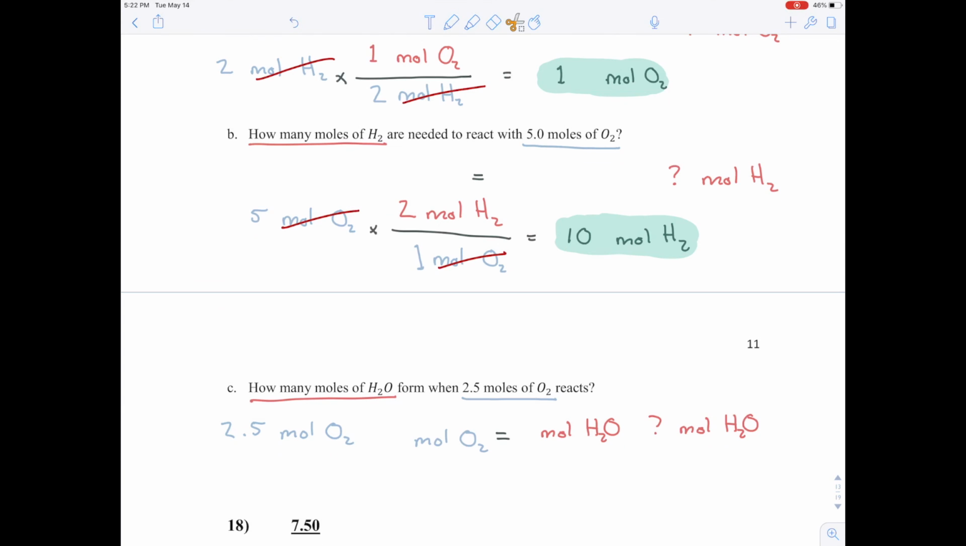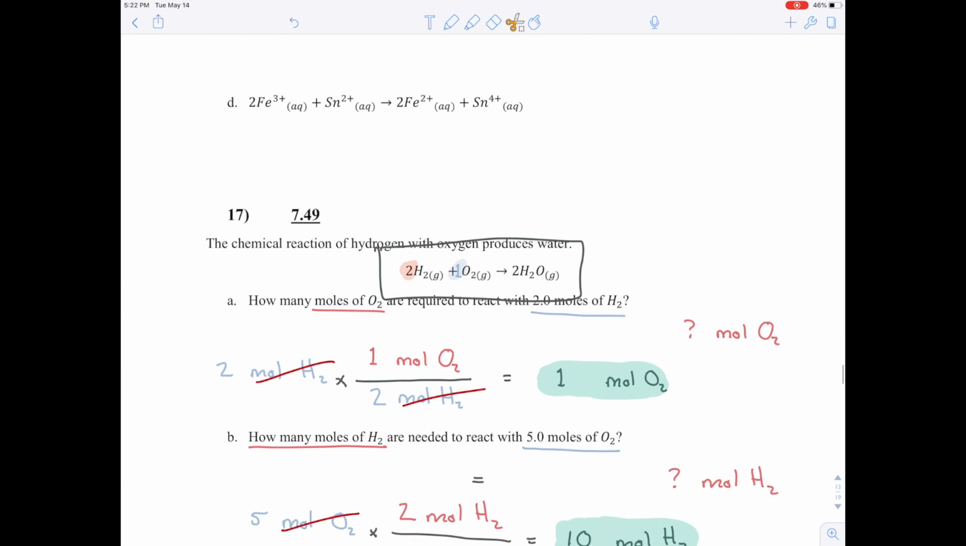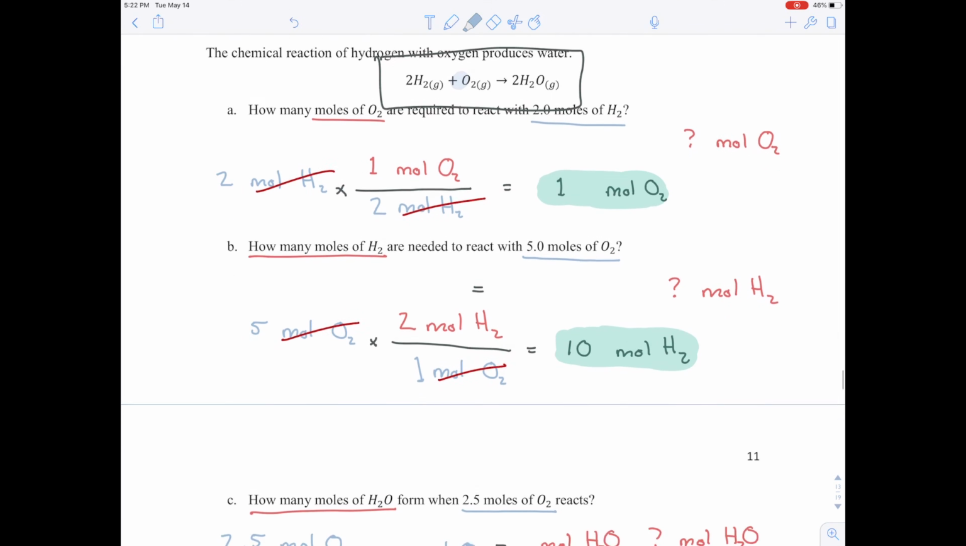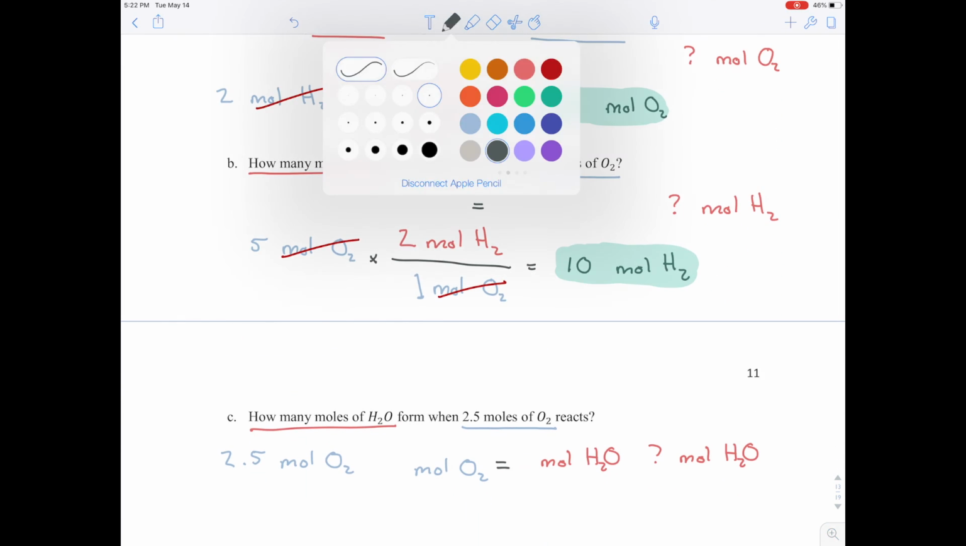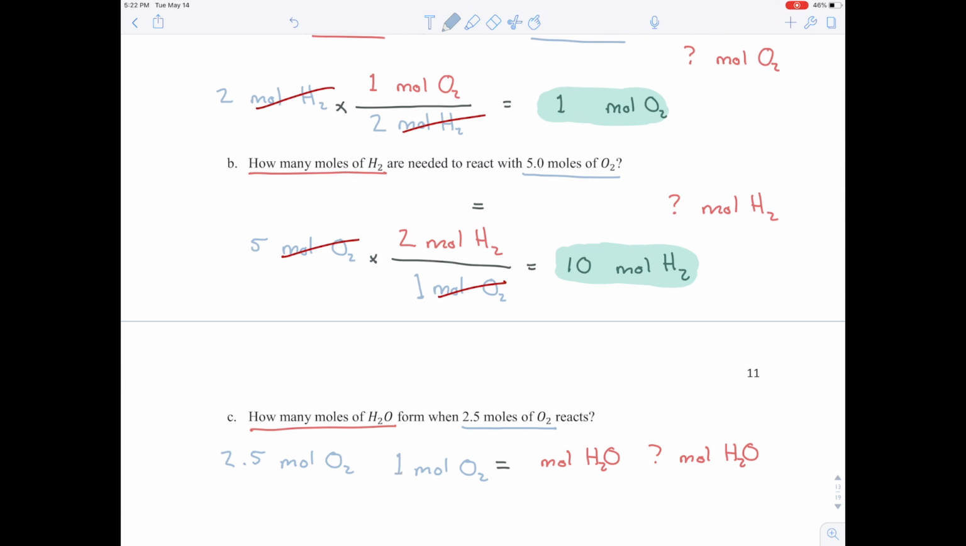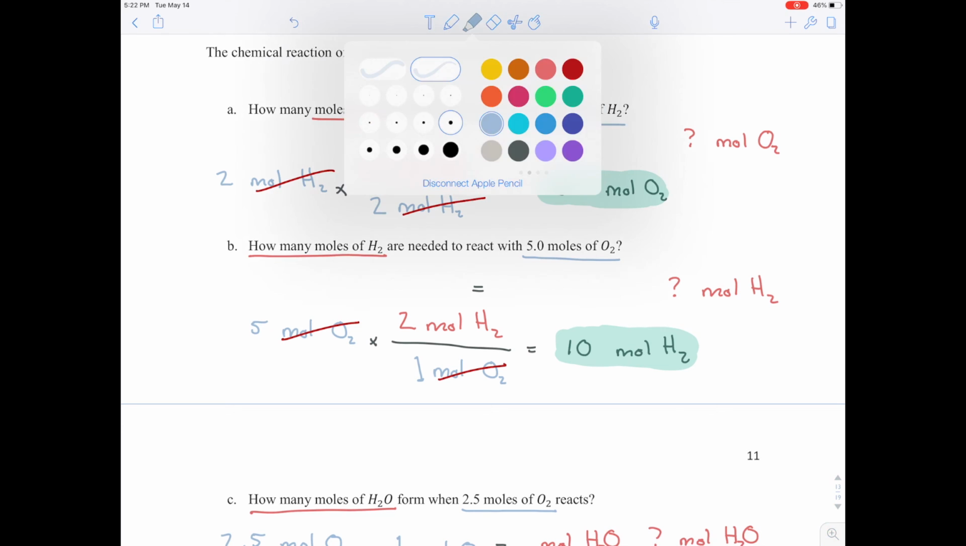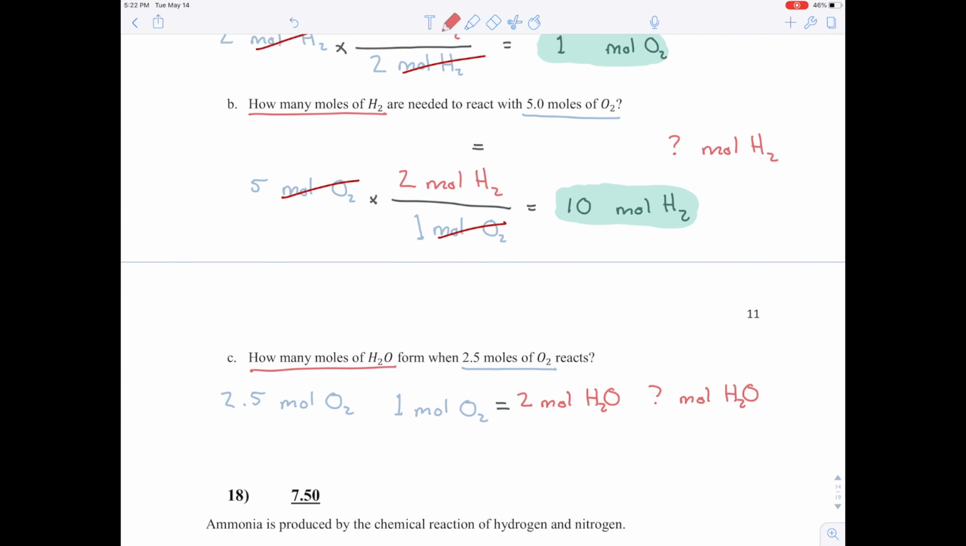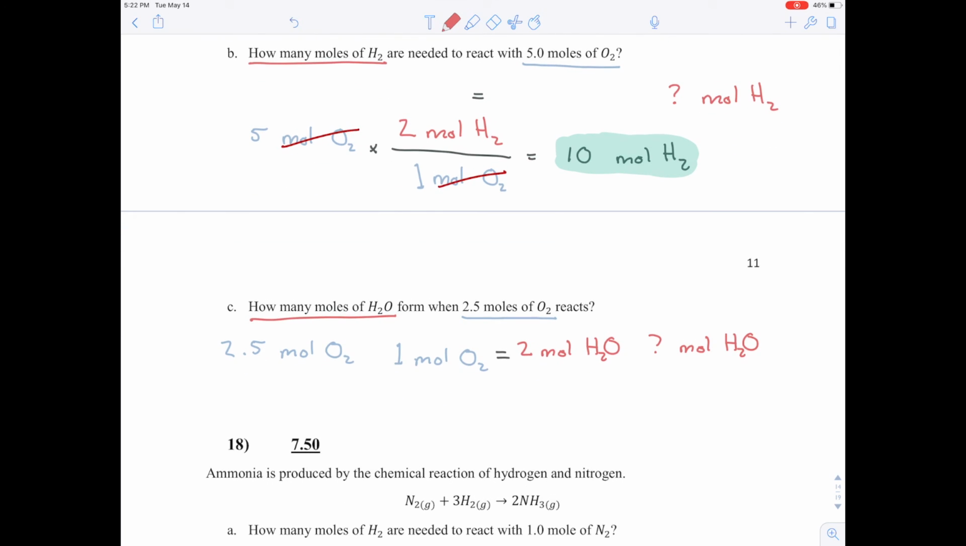And to answer that, we're going to go to the balanced equation. So in front of O2, you can see there is a 1. It's an invisible 1. No number is written there, so then 1 is implied. So we can write 1 with a number of moles of O2. In front of H2O, there is a 2. So we can write 2 in front of the moles of H2O. So that gives us our conversion factor.